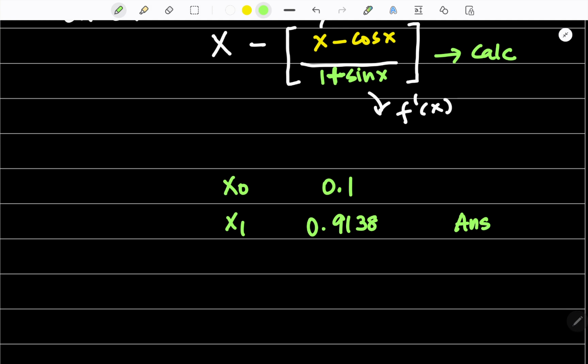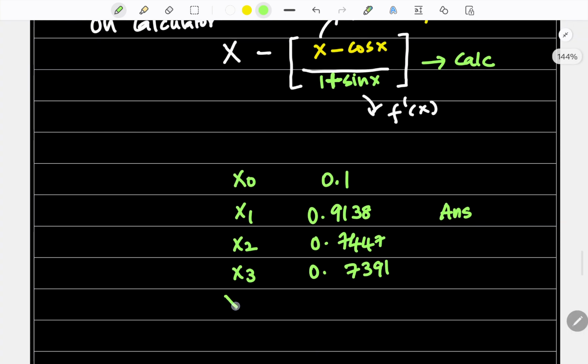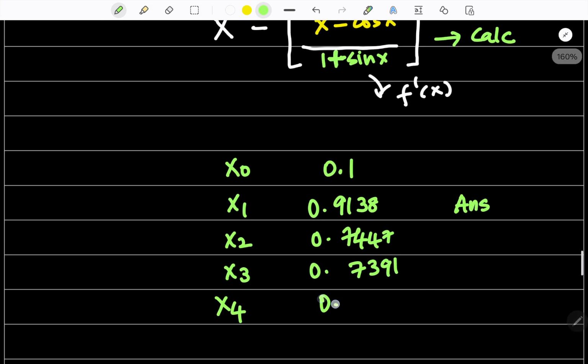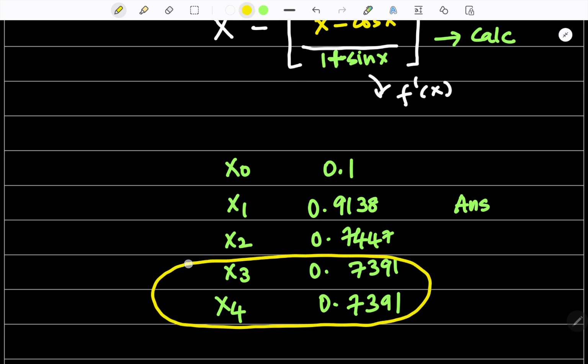Again press calc, press the answer key. You will get x2 equals 0.7447. Again press calc, press answer, gives x3 equals 0.7391. Again press calc, again press answer key. You will get x4 is equal to 0.7391. So now you see here x3 and x4 has the same values, right?